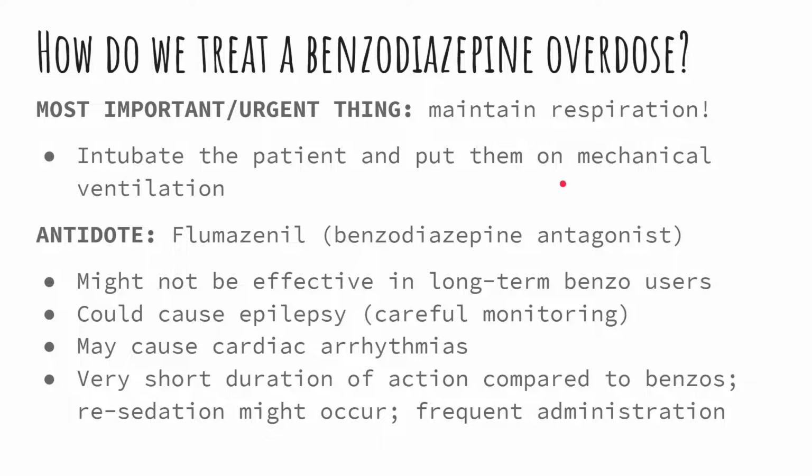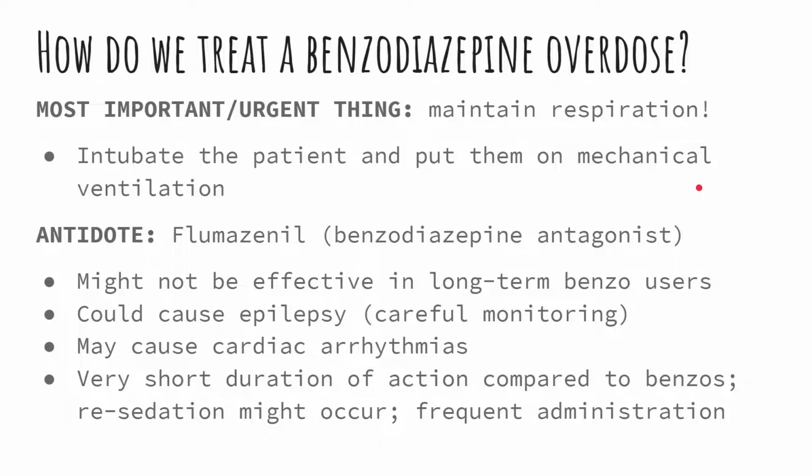So is there an antidote for benzodiazepine overdose? Yes, there is. The antidote is called flumazenil, and flumazenil is a benzodiazepine antagonist. What that means is that, I want to bring you back to the structure of the GABA receptor. We said that benzodiazepines bind between the alpha and the gamma subunits of the GABA receptor.